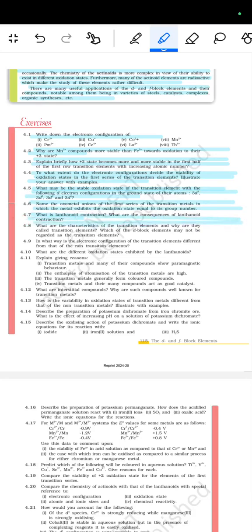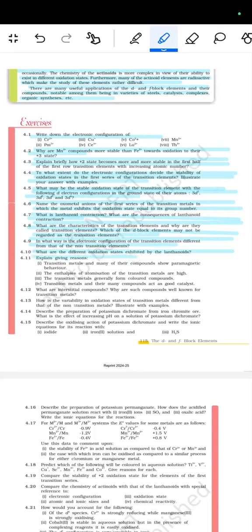What are the characteristics of the transition elements and why are they called transition elements? Which of the d block elements may not be regarded as transition elements? In what way is the electronic configuration of the transition elements different from that of the non-transition elements? What are the different oxidation states exhibited by the lanthanoids?